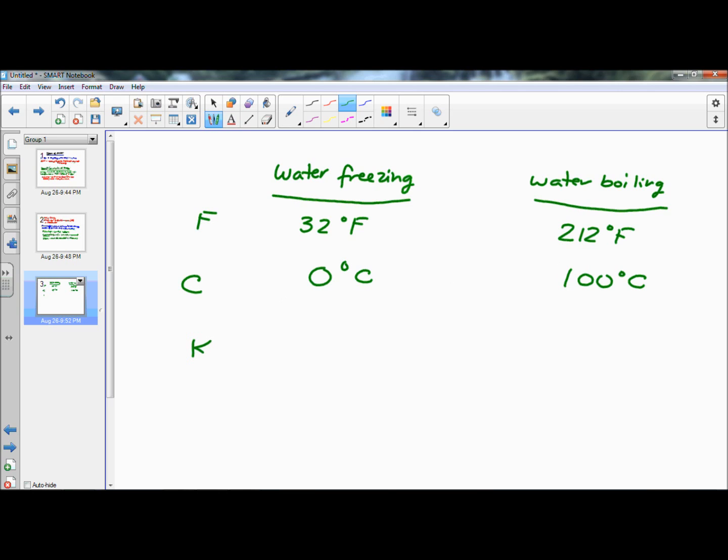The last one is Kelvin. Now the Kelvin scale does not have degrees. They don't call it degrees Kelvin. So water freezes at 273 K, and water boils at 373 K, or 373 kelvins. Now what's the point of this scale? Because this is a huge number compared to water freezing at 0, water freezing at 273.